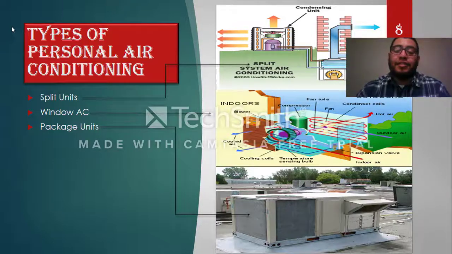Now, a package unit is what we have on top of the homes. You see those in a lot of residential neighborhoods, on top of businesses. It's an all-in-one heating and cooling. It's made for places that pretty much don't have room for furnaces, or they just don't have room for coils to run through the homes.